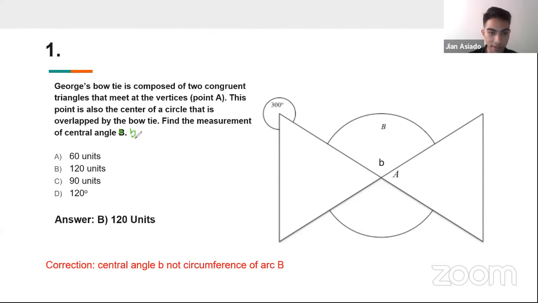Yep. And this is a correction din dun sa manual na pinamigay, no? Because ang natanong ay circumference ni arc B, but yung question lang talaga ay yung central angle ng B, central angle small b. Okay, now how do we solve this?